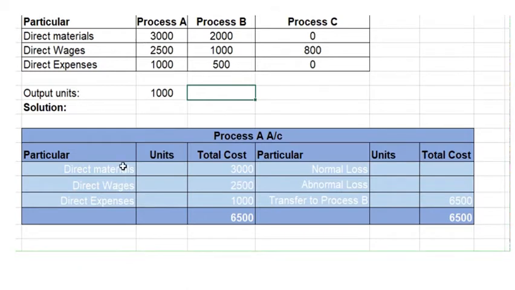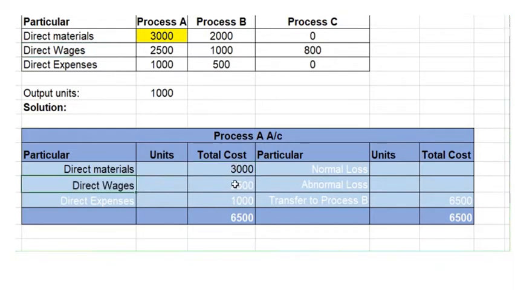So it is direct materials first, units. We don't know the units, so we cannot put the number of units, and the cost given for process A is 3,000. So we have to put that 3,000. Then direct wages. So it is 2,500. You have to put that here, left hand side. Then third is direct expenses. So the value is 1,000. So putting that value here. So this is the left hand side.